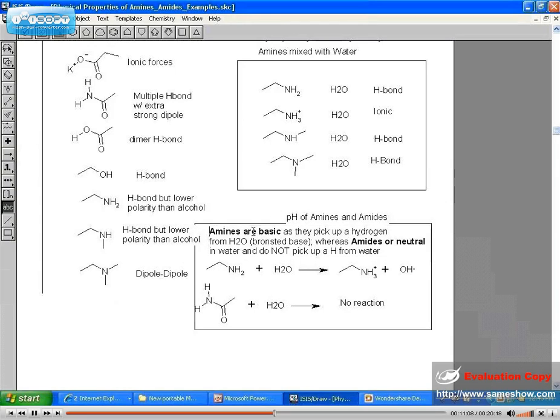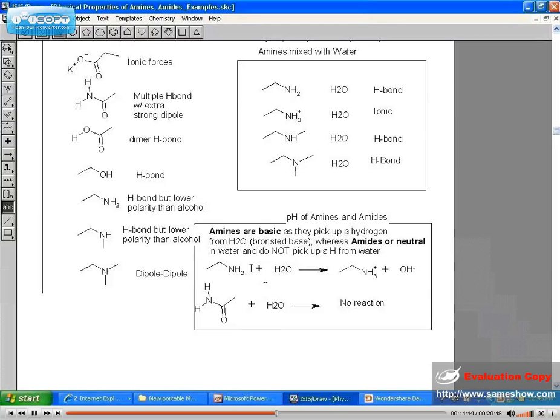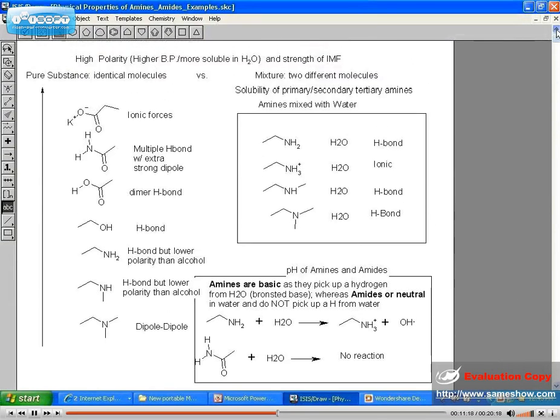Let's go down to here. Amines are basic. So again, circling this one right here. Here we see it bonding with water, forming the ammonium. If you take a look at the rest of this, these also show amides, and amides will be addressed in the next commentary in the amide section.